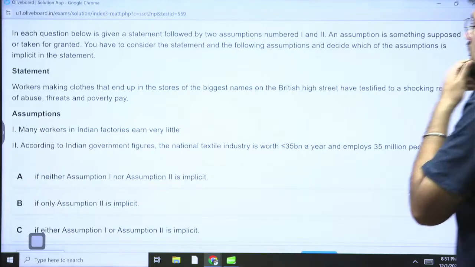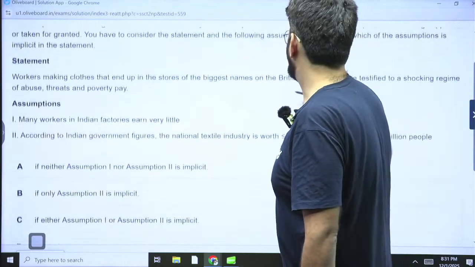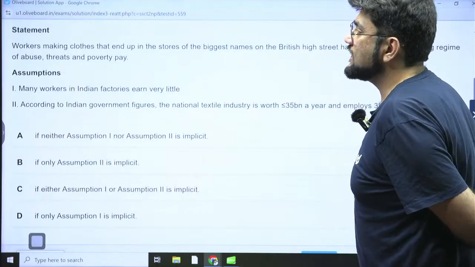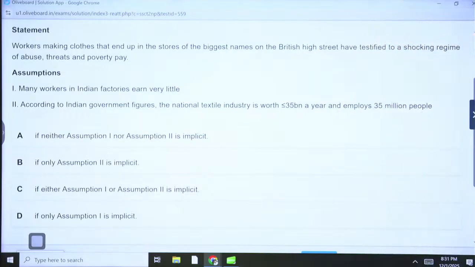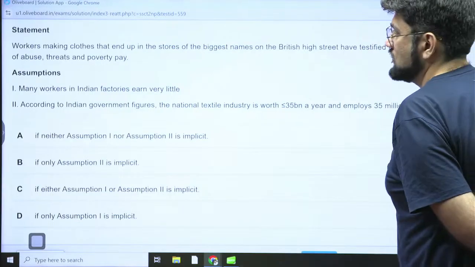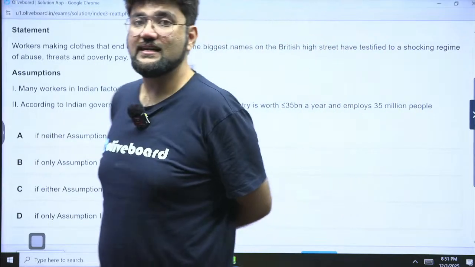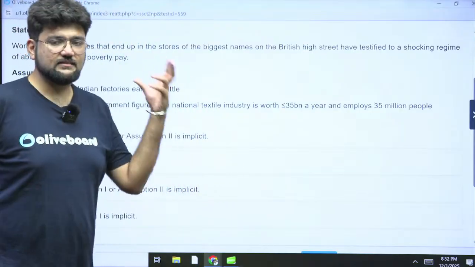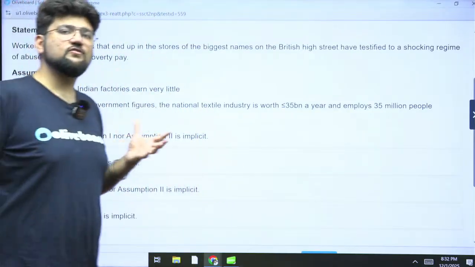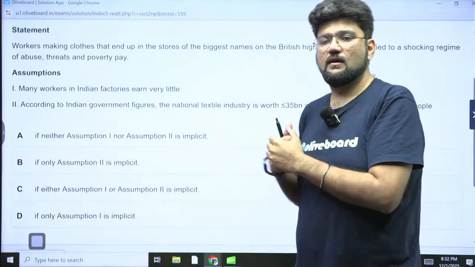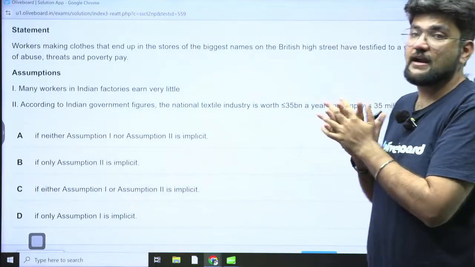Workers making clothes that end up in the stores of the biggest names on the British High Street. This is a statement assumption. Workers making clothes that end up in the stores of the biggest names on the British High Street have testified to a shocking regime of abuse, threats and poverty pay. Assumptions. So what the writer is thinking about before writing this statement, which is very obvious, which he need not mention in the statement, he thinks that my readers are going to assume automatically. They'll get what I'm trying to say.